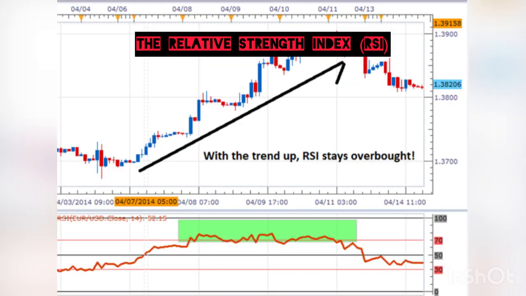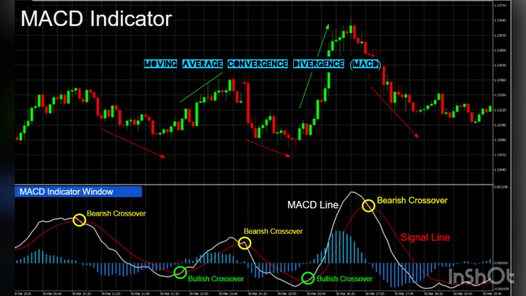Okay, your RSI, you want to know what's overbought, oversold. Anything under 30 is oversold. Anything over 70 is overbought. And then I will look into the MACD. Okay, the MACD is very important. It crosses over, you know it's going to be bullish or bearish.